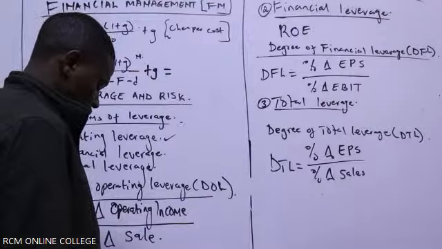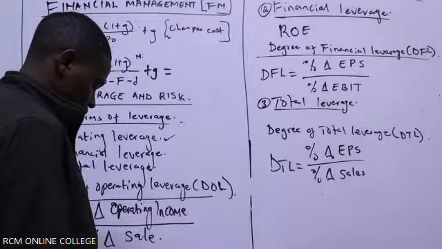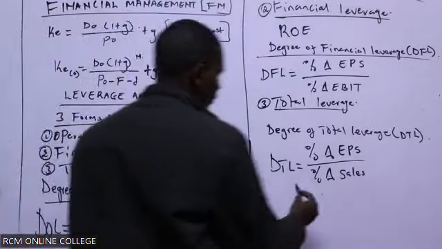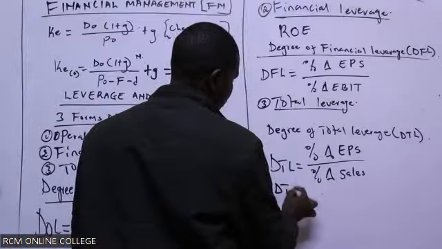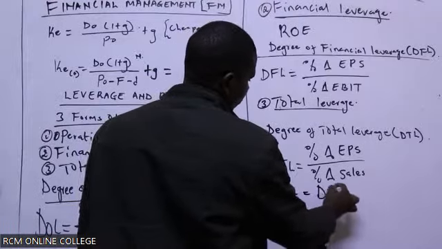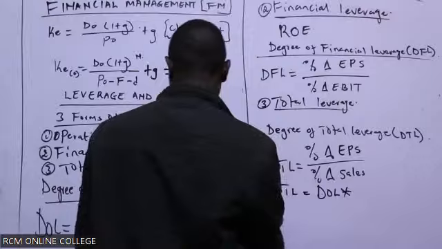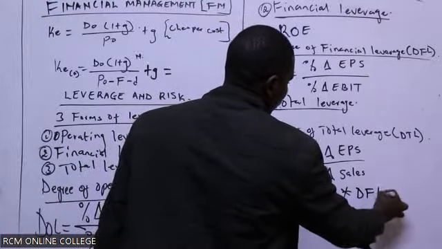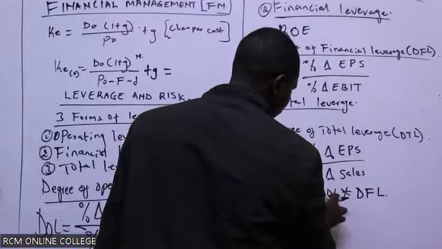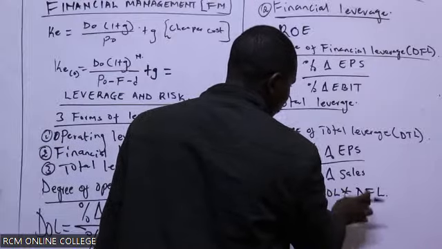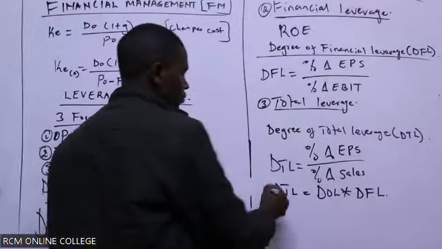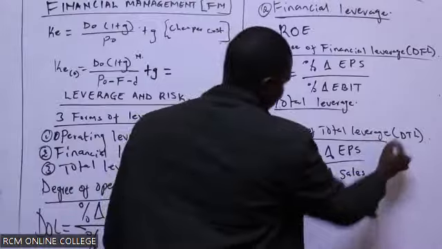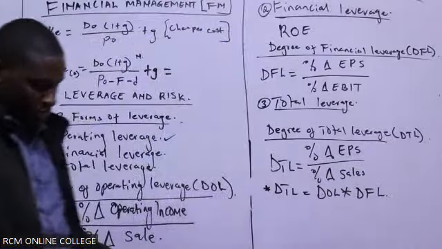I want us to, you see, for this one, you can still take DTL. DTL can be given by DOL times the DFL. So whatever you get as the degree of operating leverage multiplied by the degree of financial leverage, this is an alternative. Remember, we said it is a combination, so it can be given like that.